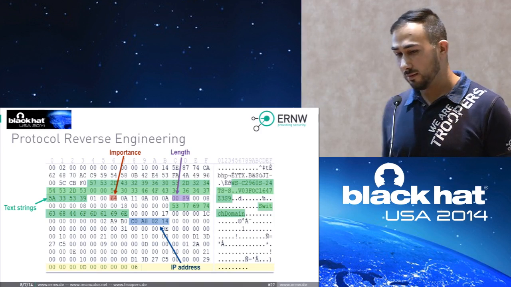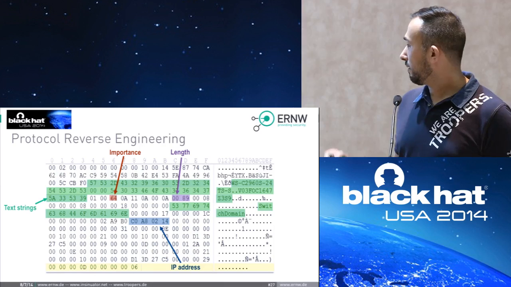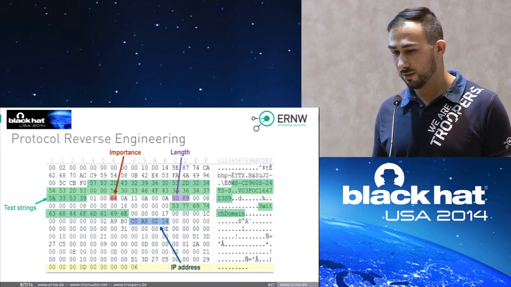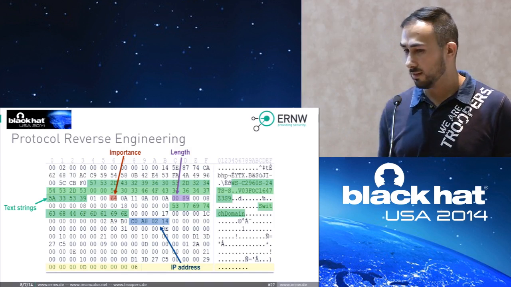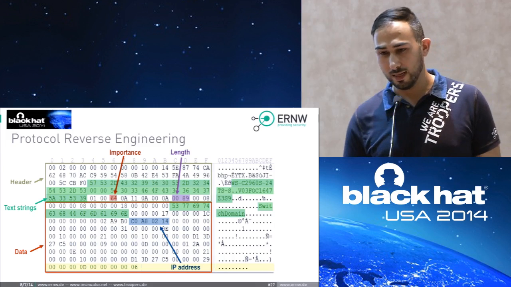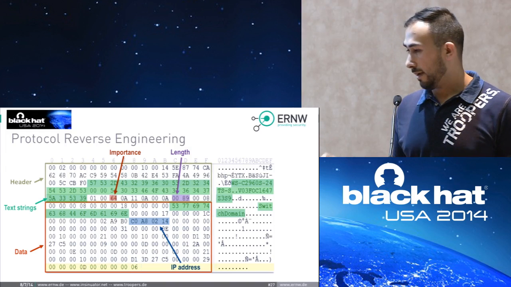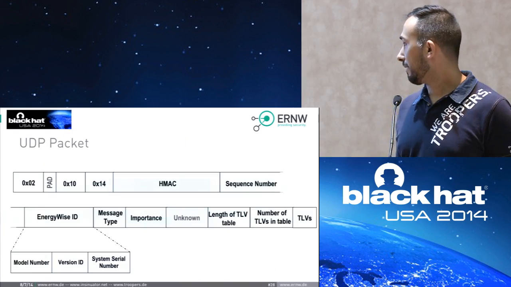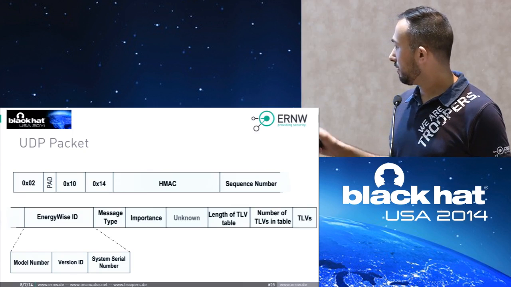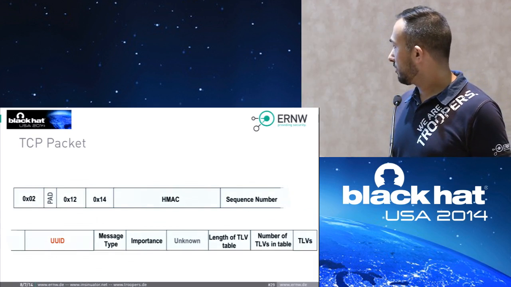So after that we find length fields. This length field is the length of the packet content. So this field gives us the ability to extract the header from the data. So now we are able to get the header of the EnergyWise packet. This header is if we use UDP, and we also have the packet for TCP.